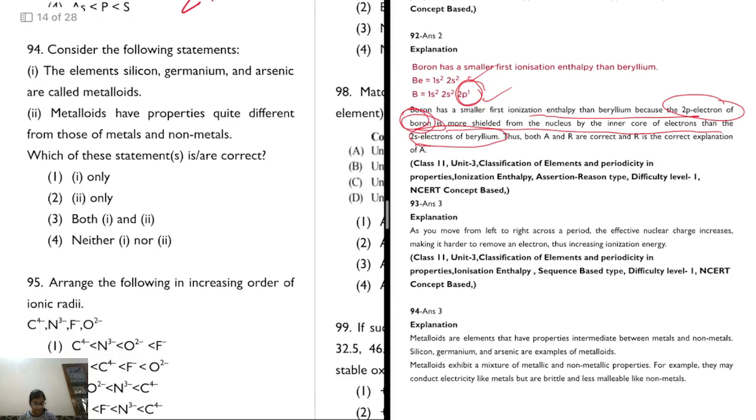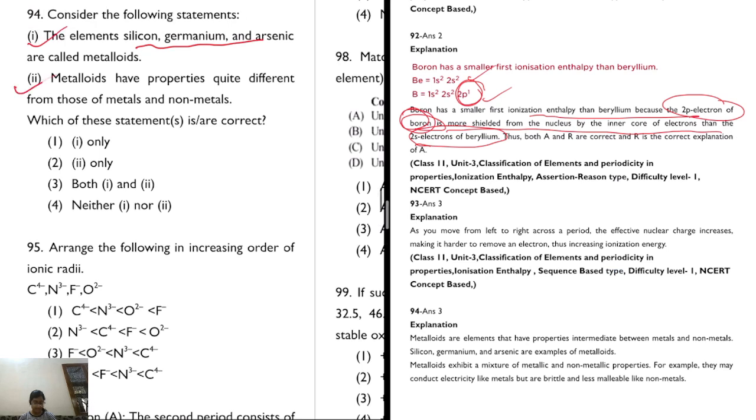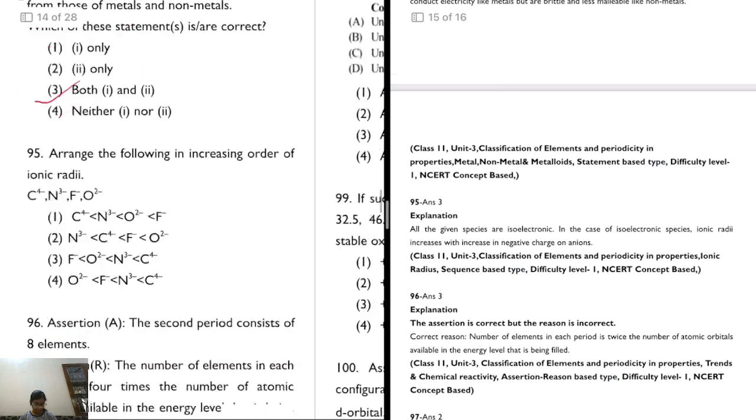Consider the following statements. The elements silicon, germanium, and arsenic are called metalloids. This is absolutely correct. We have already seen it. And metalloids have properties quite different from those of metals and non-metals. Yeah, they comprise both of these properties. So this would be the correct answer. Let's see the next question.